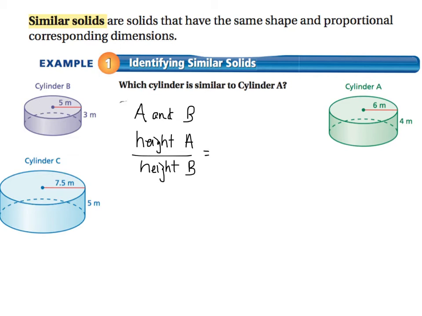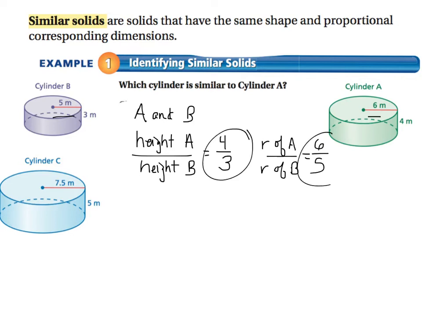Height of B, 4/3. Let's do radius of A, radius of B. So radius of A is 6 to 5. Are these two fractions proportional? No, not at all.